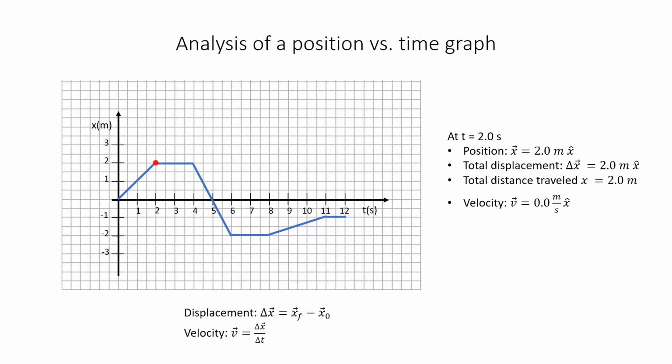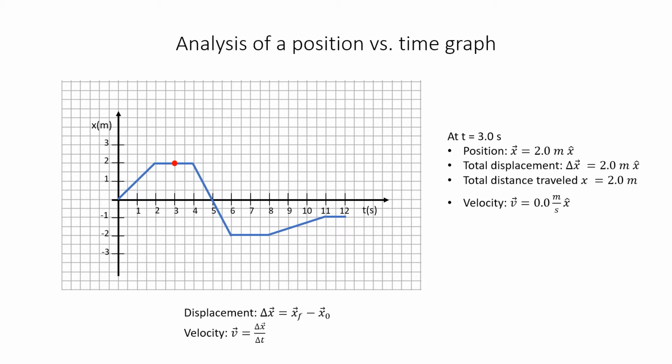At t equals 2 seconds, the position is now 2 meters, and the total displacement is also 2 meters. And the total distance traveled is 2.0 meters as well. We're 2 meters away from the origin. Now it's a little bit hard to know what the velocity is right here because the slope is changing. If we take it to be the flat line that follows, then we'll say that the velocity is 0.0 meters per second. It's a little bit hard any time that you're analyzing a graph that has corners because there's basically a discontinuity in the slope right there.